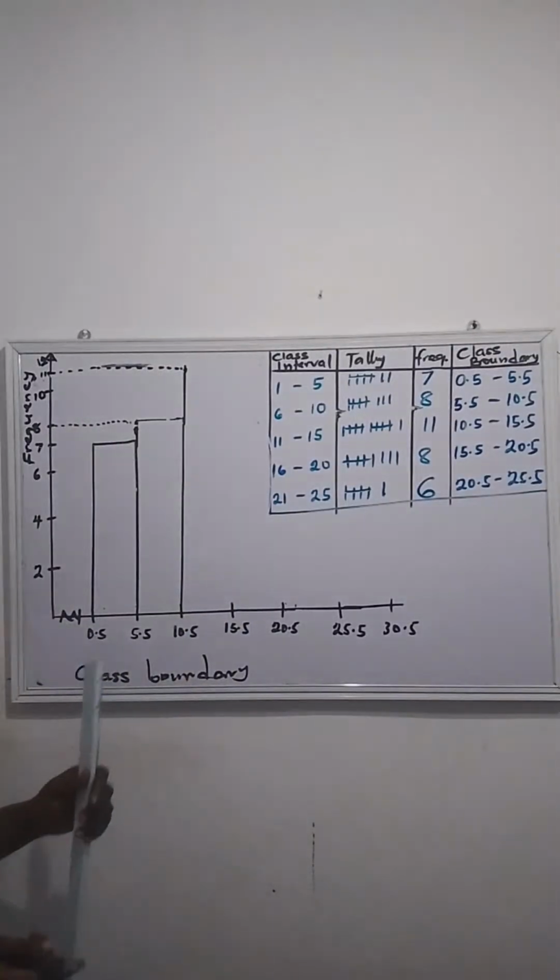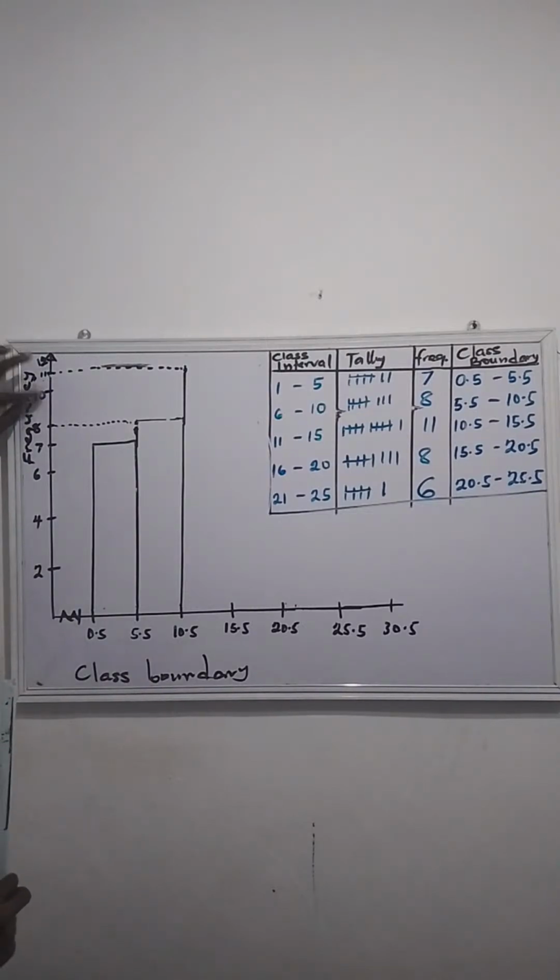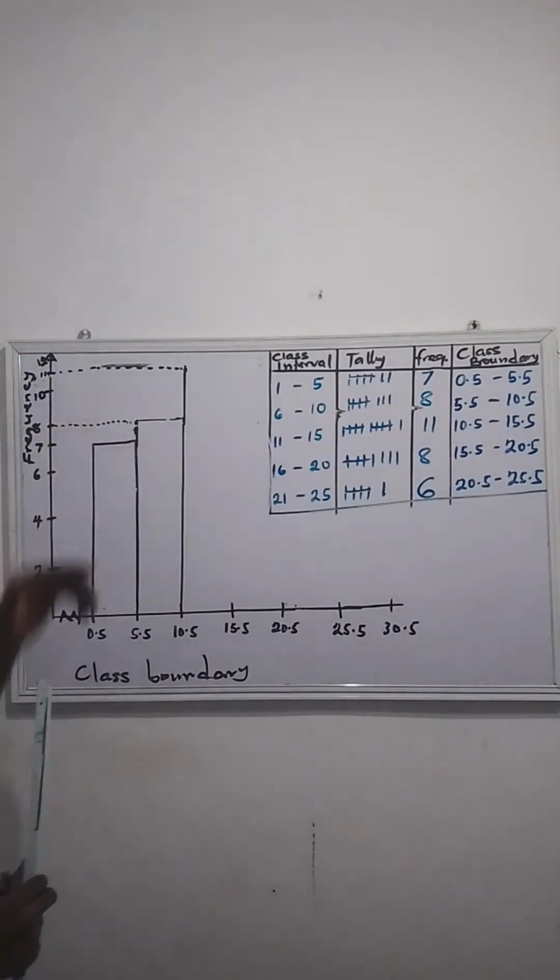Okay, can you see that now? If this is your 10 and this is your 12, then 11 is going to be in the middle of 10 and 12. So just trace it down.